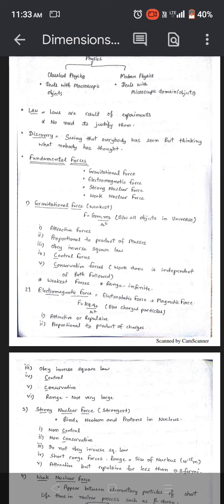Now there are two things, law and discovery. Laws are the result of experiments.